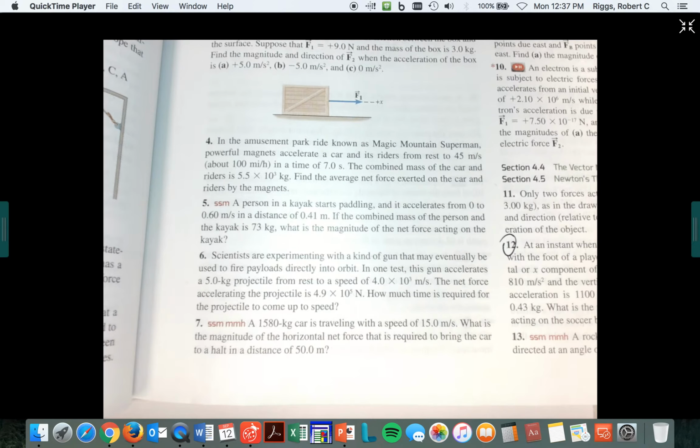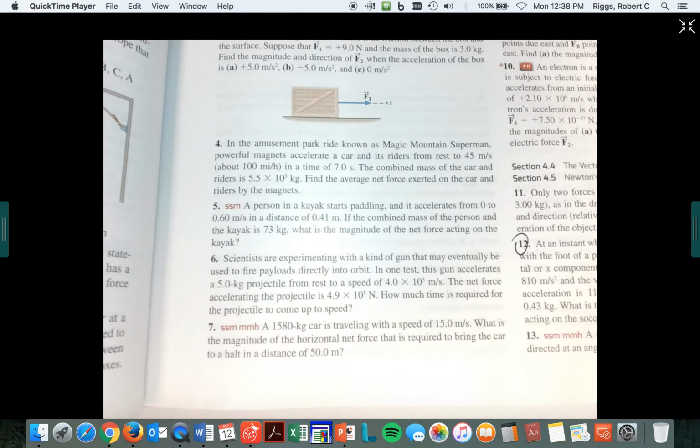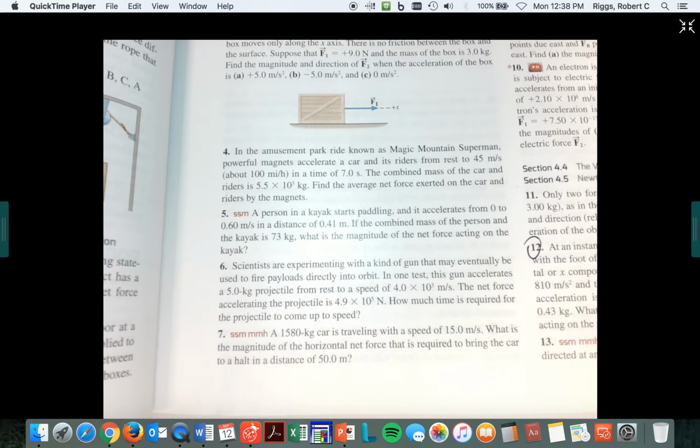Now this is the average net force because with magnets it gets stronger. Force actually gets stronger the closer to the magnet you get. But anyway, find the average net force exerted on the car and the riders by the magnets. Okay, this is a classic. The net force is mass times acceleration. So we've got this car.